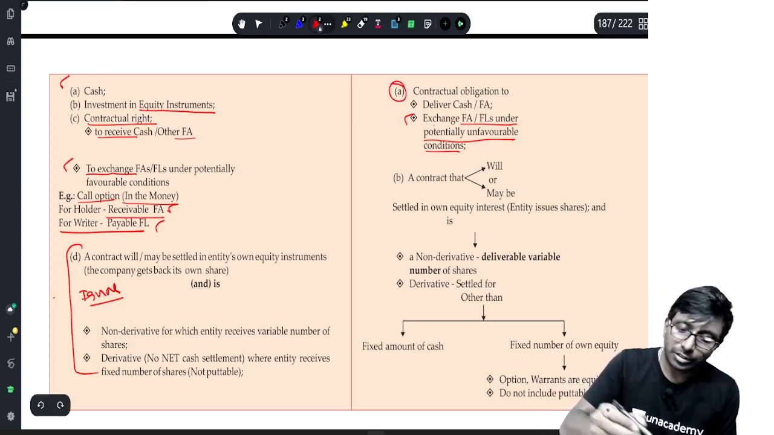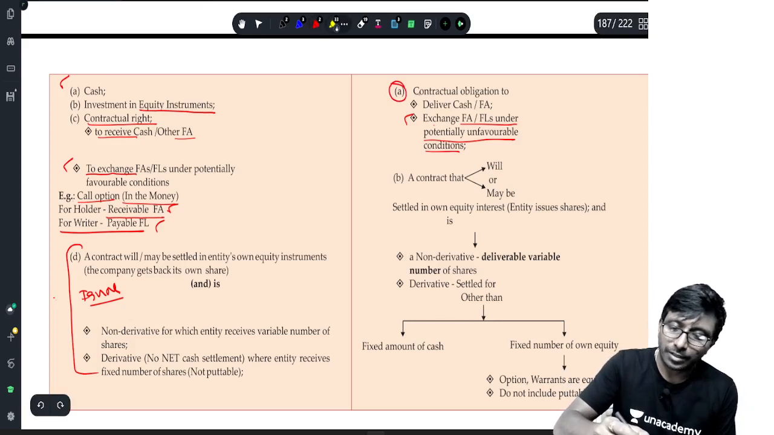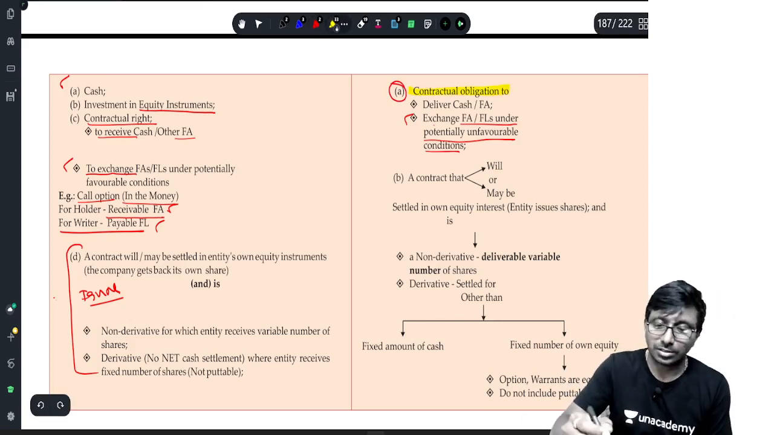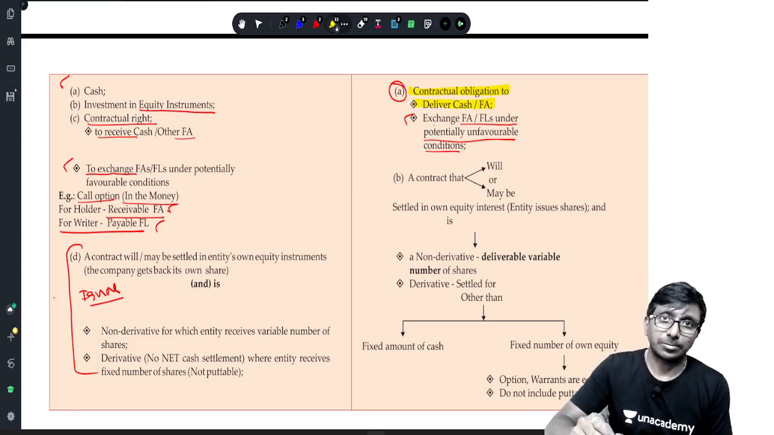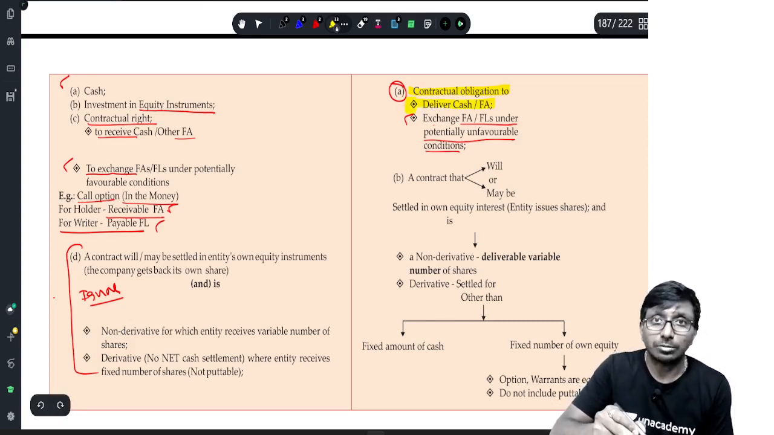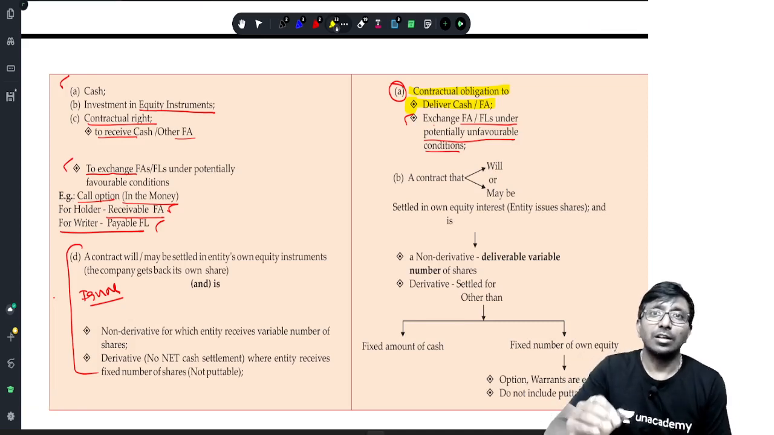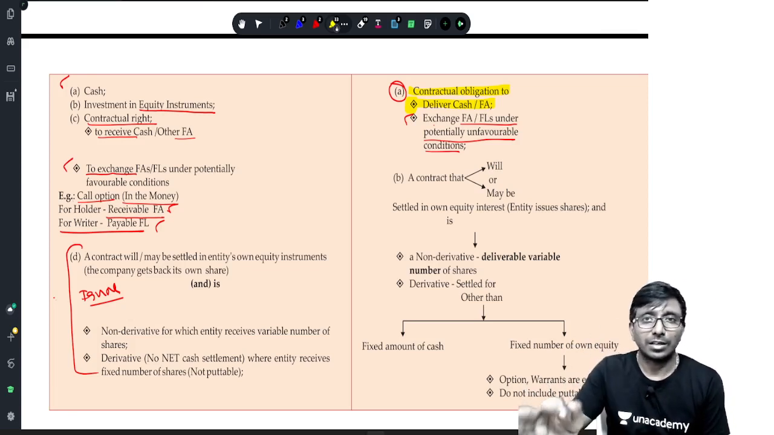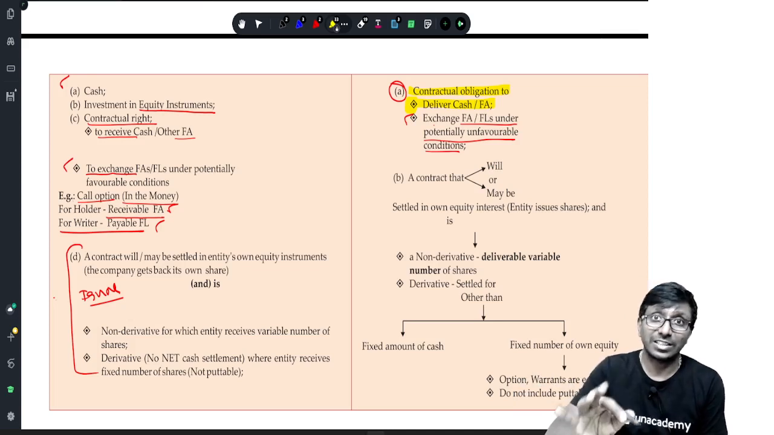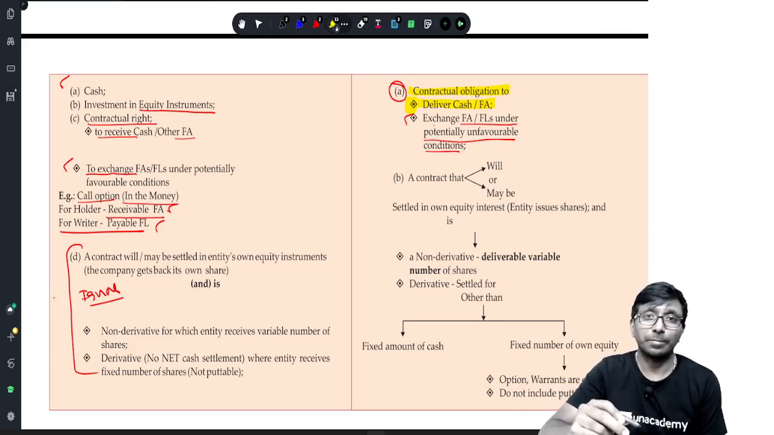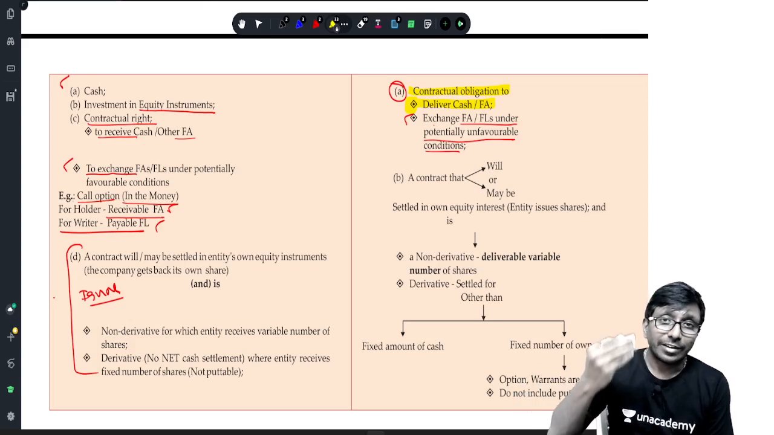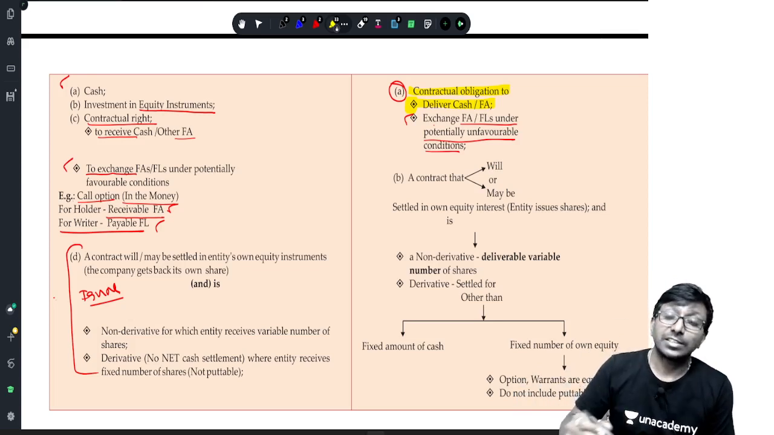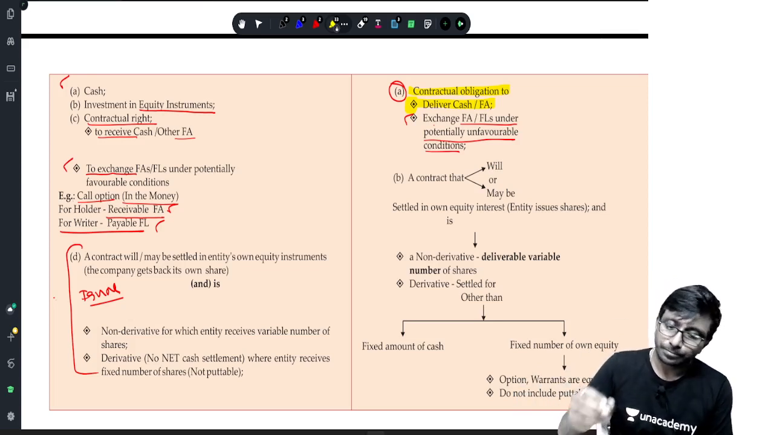Come to the next point, contractual obligation. It is an obligation to deliver cash. We have an obligation to deliver the cash, that means it is our duty. If I purchased goods from a creditor, then I am supposed to pay money, or I will write a bills receivable to them. Somehow I have an obligation to settle it, then it is a financial liability.